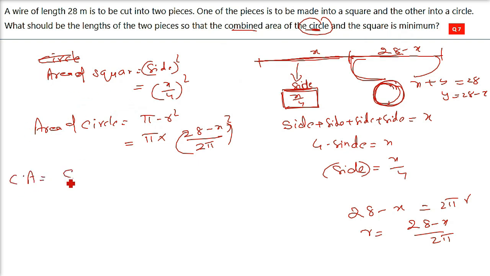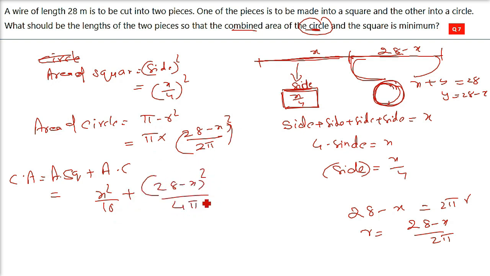Now the complete area is simply the area of the circle plus the area of the square. These two areas have to be combined, and this has to be minimum. So let me combine and add these two. One will be x square by 16, because 4 4s are 16, plus 28 minus x whole square by 2 pi square, and pi is already there. So one pi gets cancelled, and it will be simply 28 minus x whole square by 4 pi. In the area of the circle there is 4 pi square in the denominator, and one pi gets cancelled.